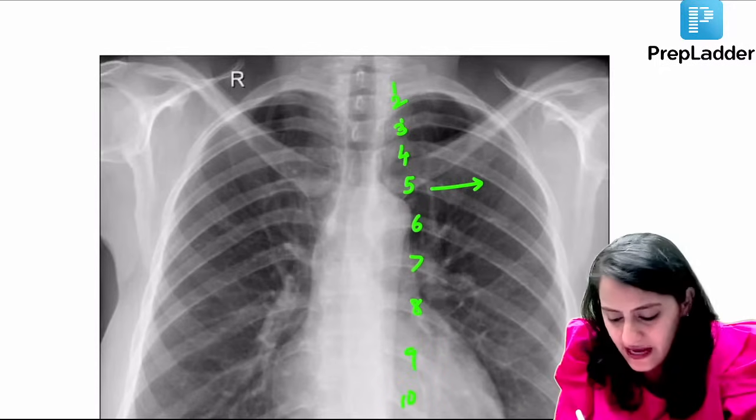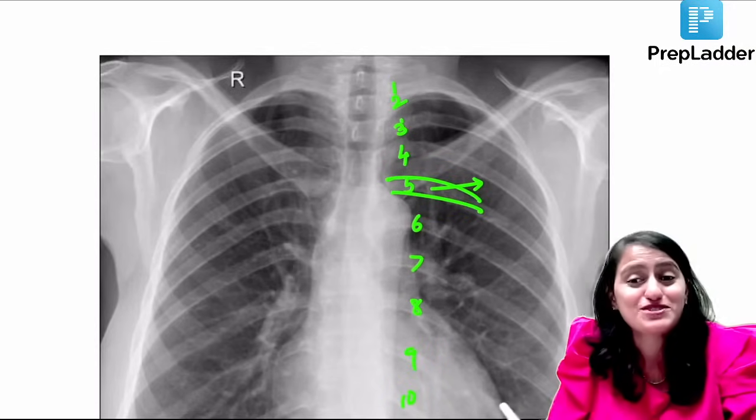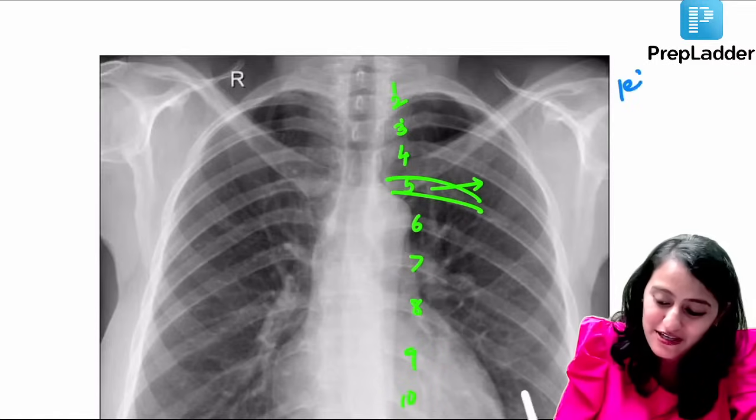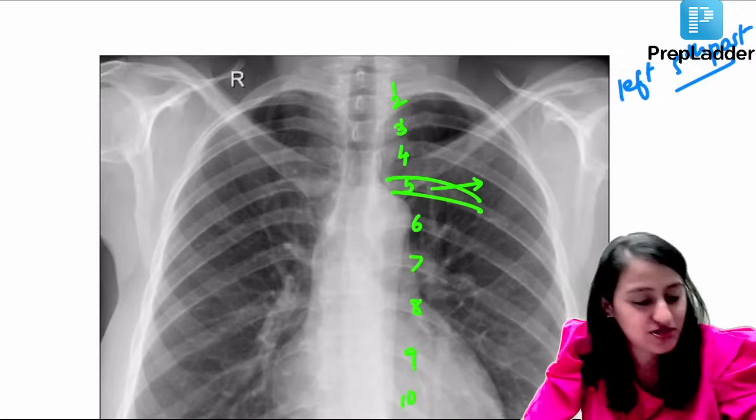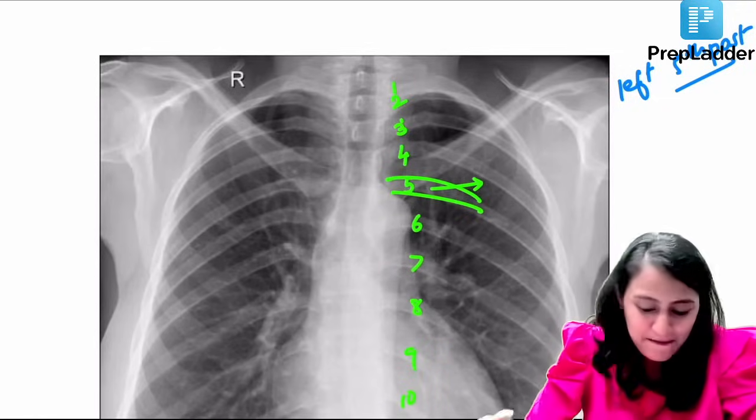So this rib that you are seeing here is the left posterior rib. So congratulations everybody who got it right. This is left fifth posterior. Okay, this is left fifth posterior. Is this clear with everyone? Right.